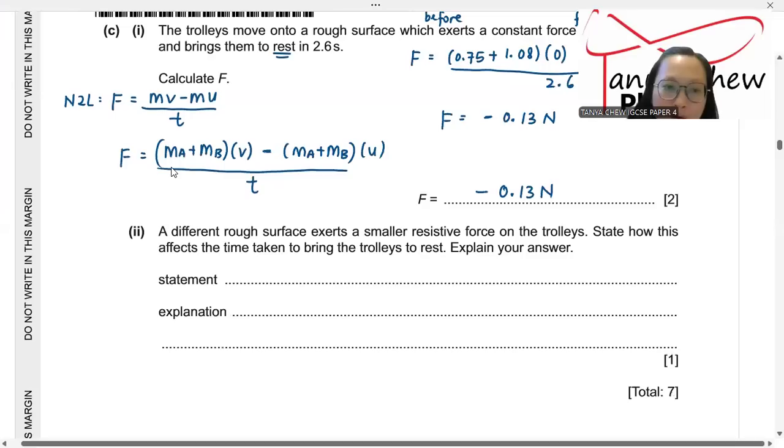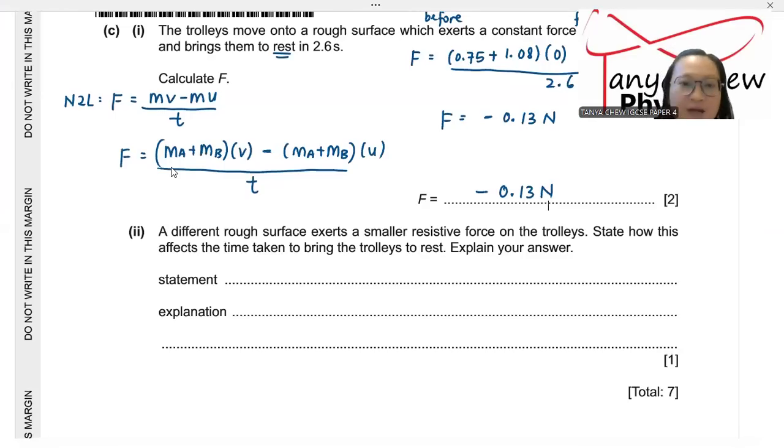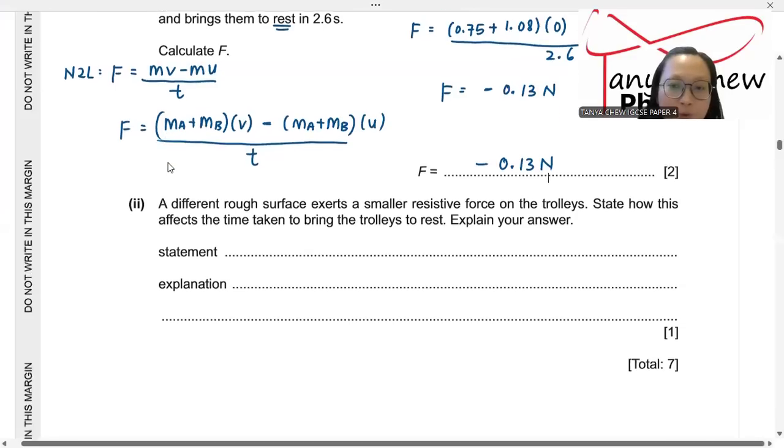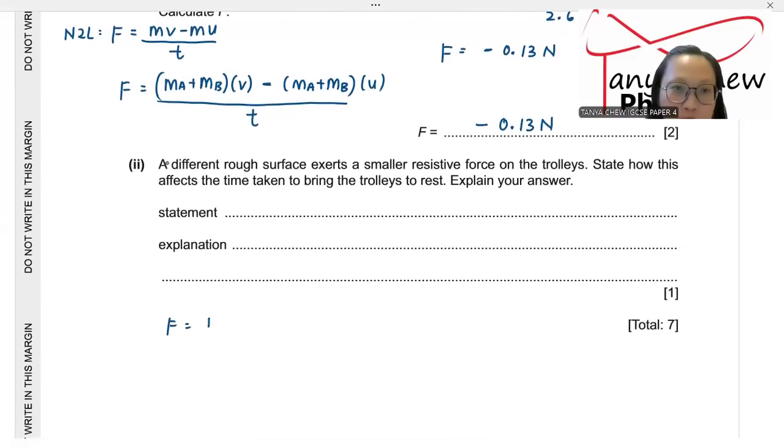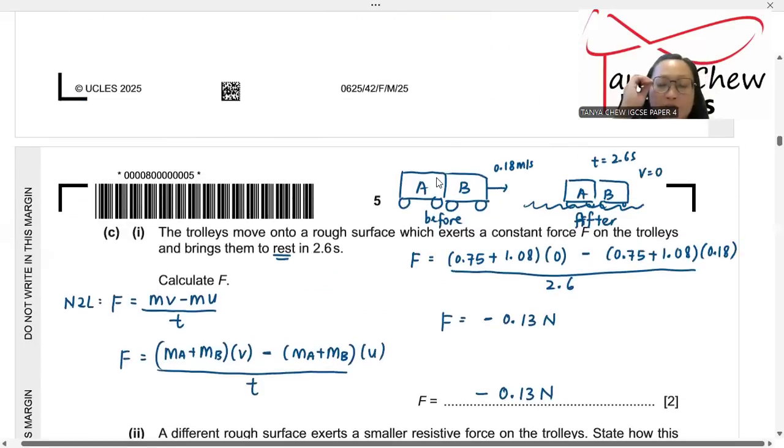Now, the second part: a different rough surface exerts a smaller resistive force on the trolleys. State how this affects the time taken to bring the trolleys to rest. Explain your answer. So I am going to use the equation that I stated right here: F is equal to (mv minus mu) over t. Could you see that the statement did not talk about the change in momentum? That also means that the change in momentum is the same. The two trolleys are initially moving at 0.18 meter per second and finally come to rest.